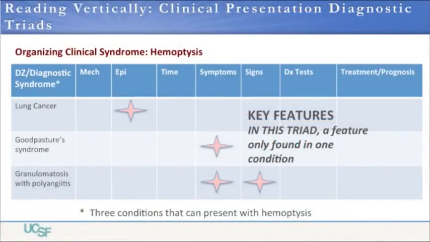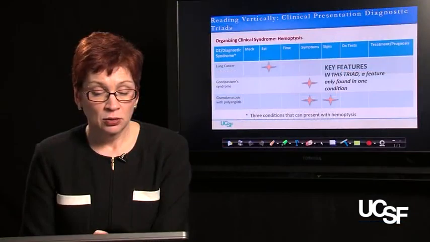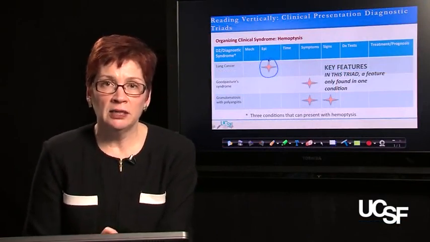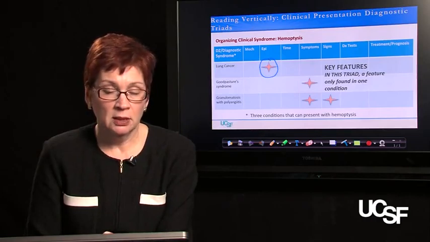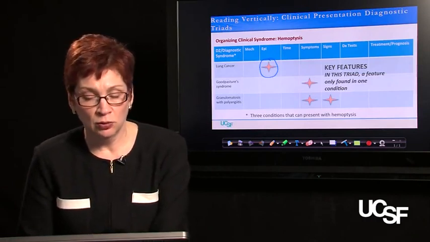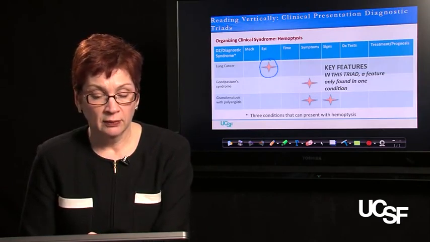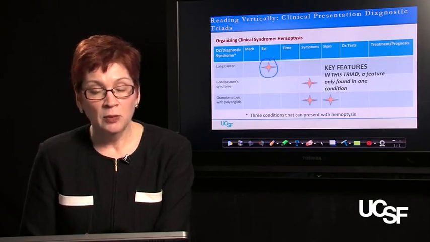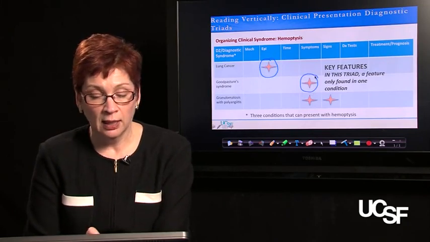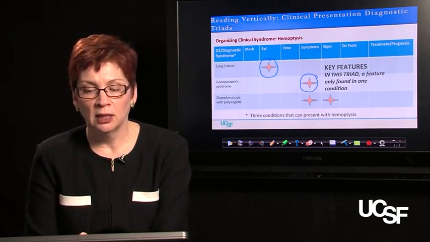Key features are those features in this diagnostic triad that are only found in one of the conditions and not the other. So, for example, lung cancer might have a key feature of epidemiology, and that is a strong smoking history. Not present in all lung cancer, but it's not a common feature of Goodpasture's or granulomatosis with polyangiitis. And Goodpasture's might have massive hemoptysis, which is not usually seen in lung cancer or granulomatosis with polyangiitis.